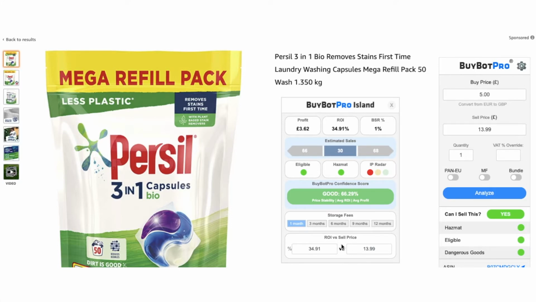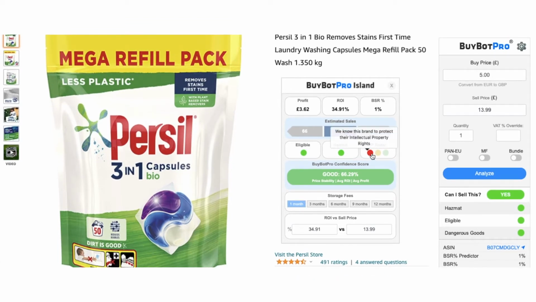Obviously, we know in this case that Persil is, but how can we know moving forwards whether future items are restricted by their brand? Now, the first thing that tells it apart, once we've typed in our buy price into BuyBotPro, the first thing you will notice is a massive red IP circle here. And BuyBotPro actually says, we know this brand to protect their intellectual property rights. That means that it's not just a maybe, it means that they definitely 100% protect their brand. They have given people violations in the past.